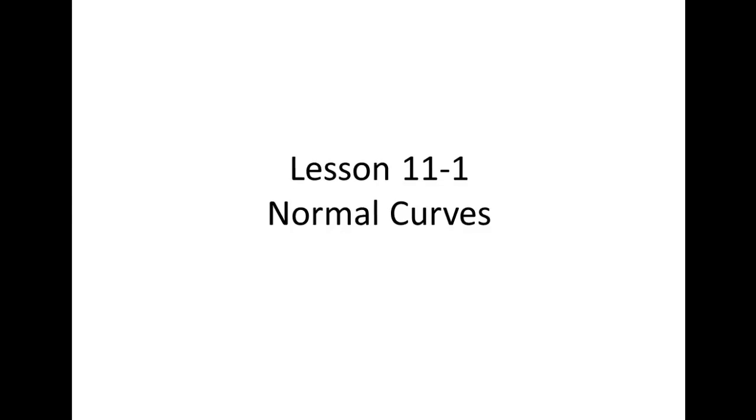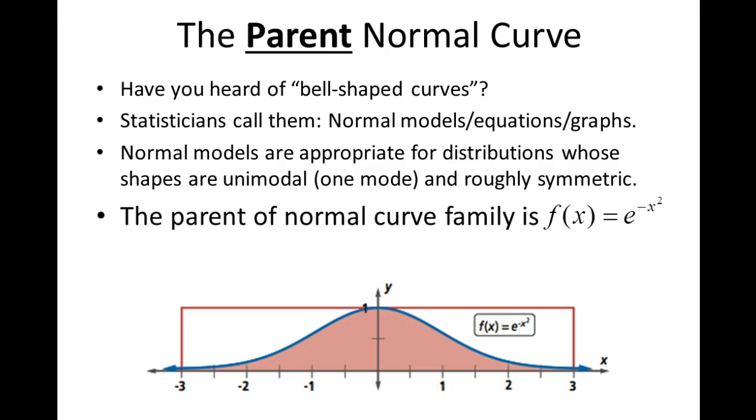This lesson is for FST, lesson 11.1 on normal curves. The parent function for the normal curve is typically referred to as a bell-shaped curve. Statisticians, mathematicians who study statistics, will call them a normal model or a normal equation or a normal graph. So know that curve, model, equation, and graph are all interchangeable in terms of its name.